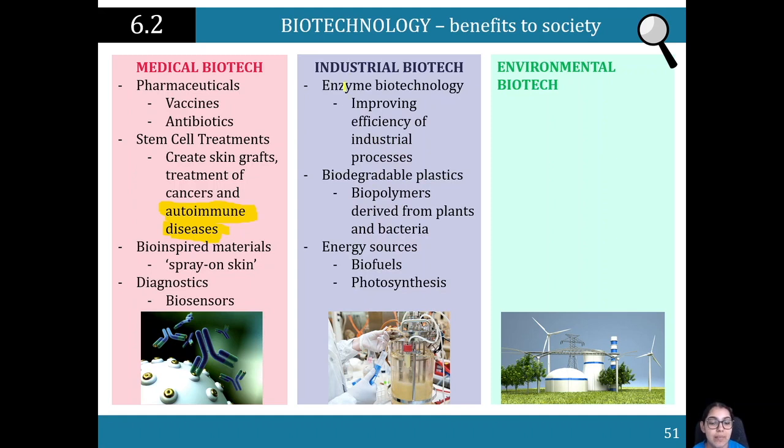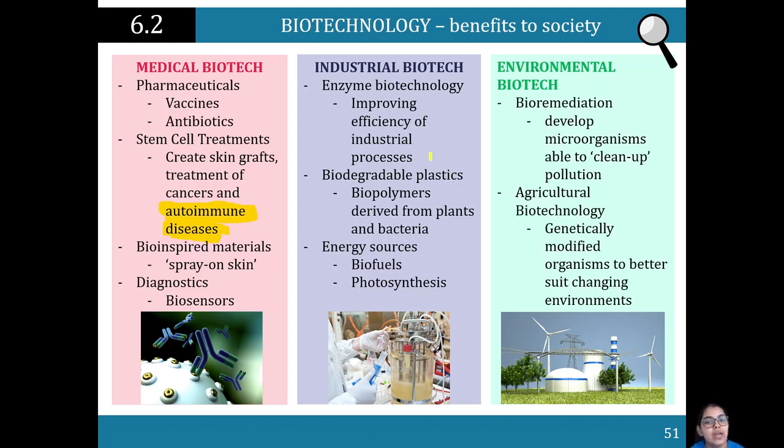Industrial biotech includes enzyme biotechnology, so improvement in enzyme biotech to actually improve the efficiency of industrial processes. It includes biodegradable plastics and production of biopolymers that are derived from plants and bacteria, and also energy sources including biofuels and photosynthesis. So the modification of these processes to try and produce different alternatives.